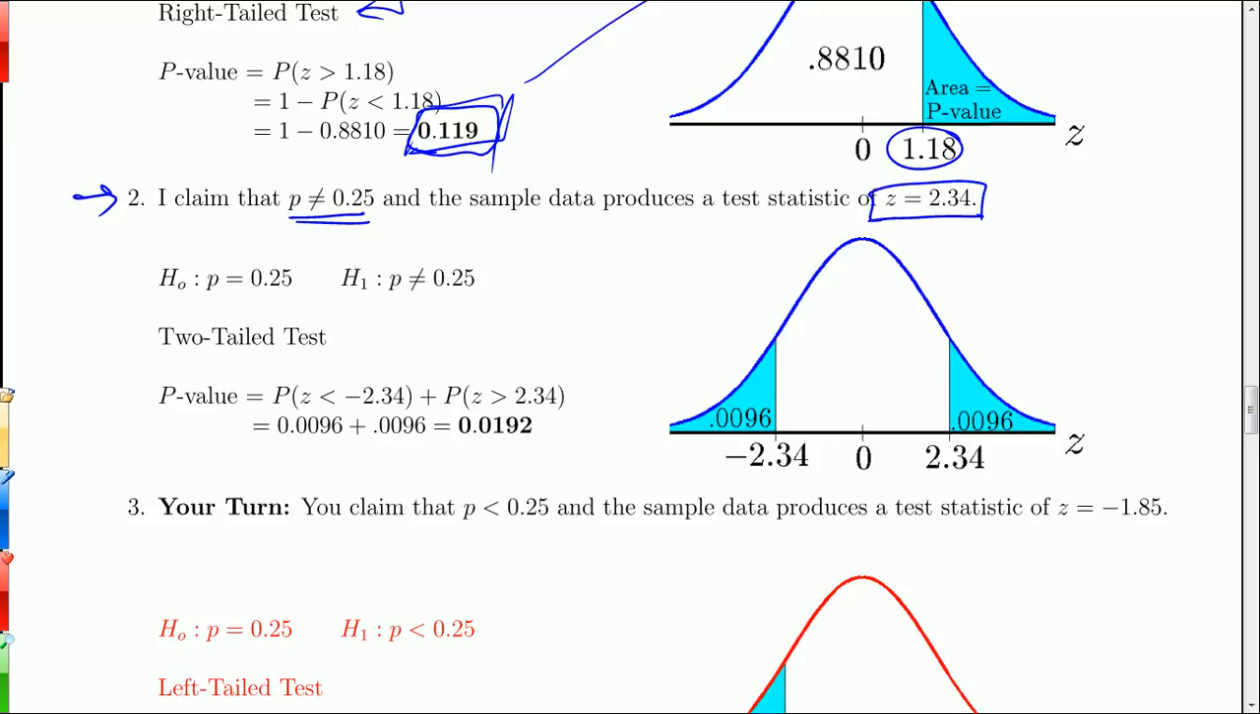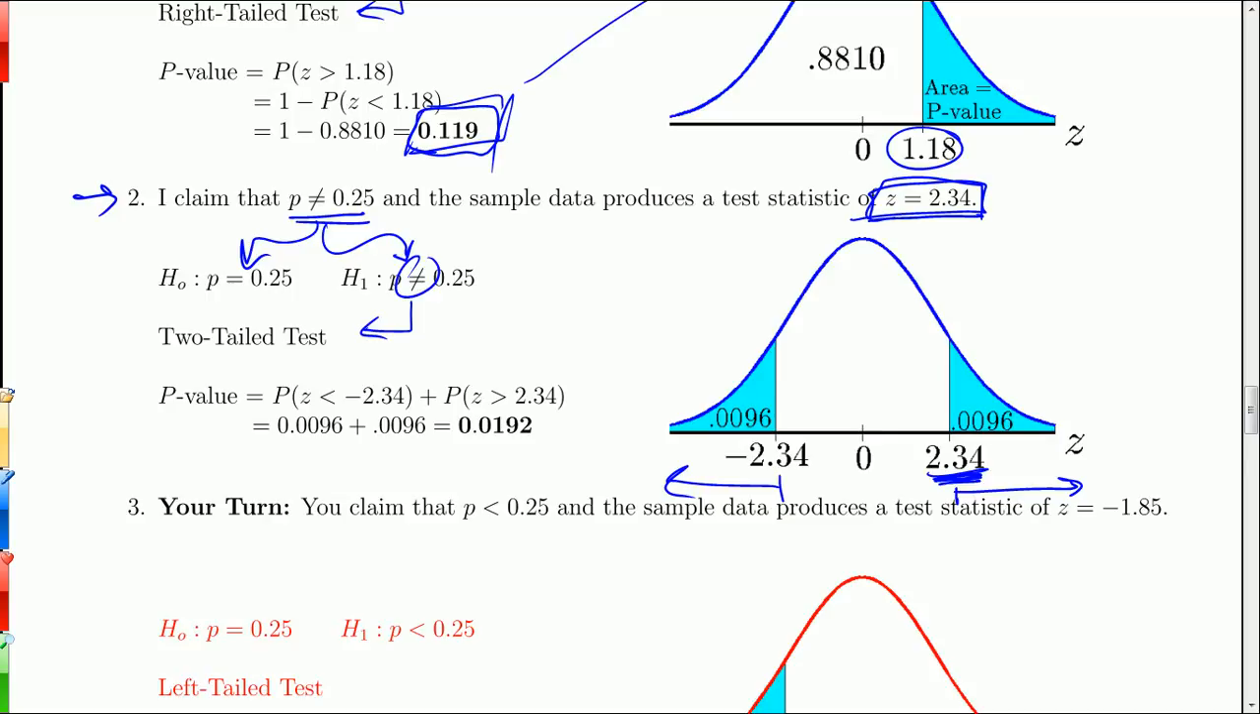To get my null, it always gets the equal to sign. In this case, the alternate can support the claim and still be different than the null, so I'm good to go. And because of this not equal to sign, this is a two-tailed test. Right? And so if I look at 2.34, that's this value right here. So anything bigger than 2.34 is more extreme than 2.34. But in a two-tailed sense, anything to the left of negative 2.34 is also more extreme, right? Because if you're looking at both sides of the zero, more extreme than 2.34 can be in either direction.